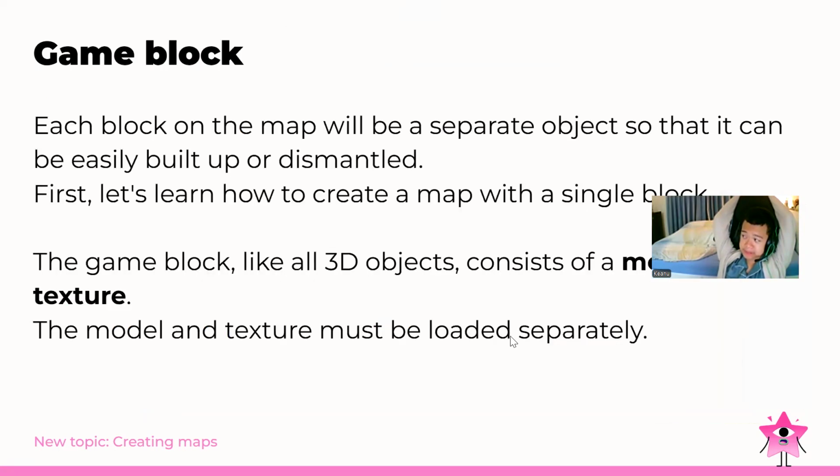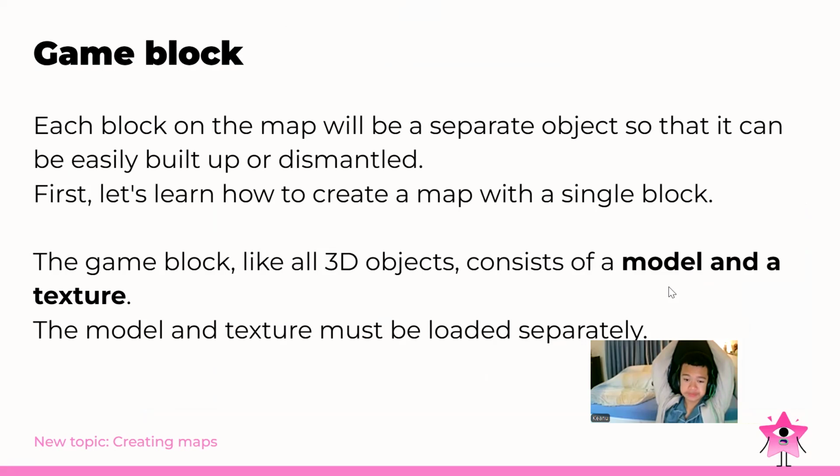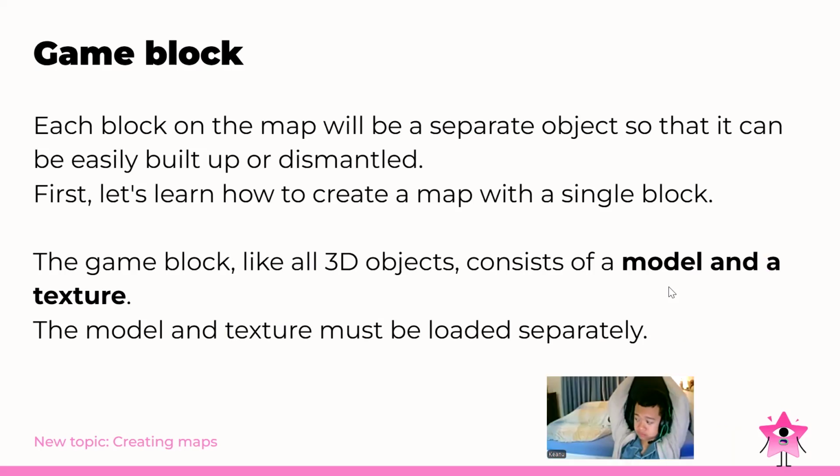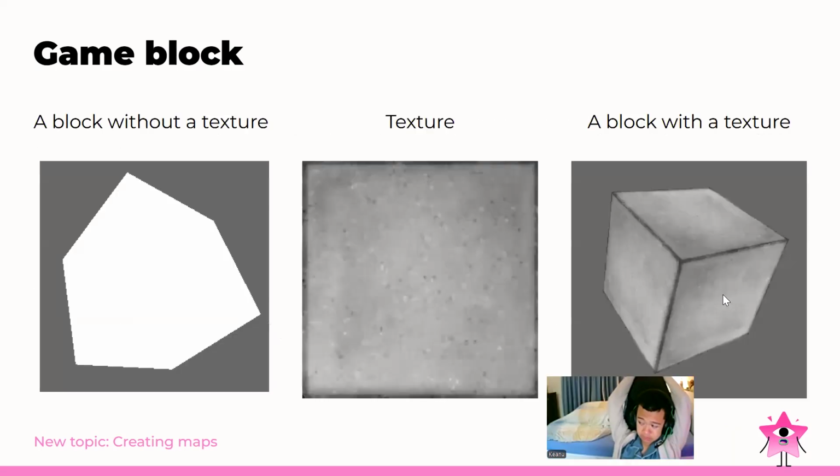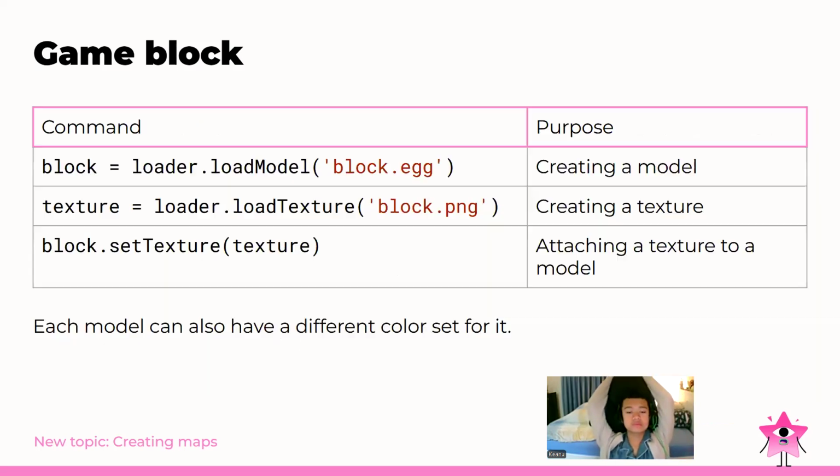Each block on the map will be a separate object so that it can be easily built up or displayed. First, we will learn how to create the map with a single block. The game block, like all 3D objects, consists of a model and textures. The model and texture must be loaded separately. As you can see here, we can have a block with a texture, and also a block without the texture, just like this.